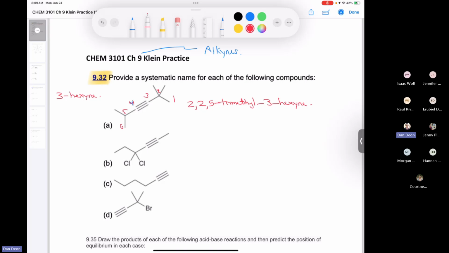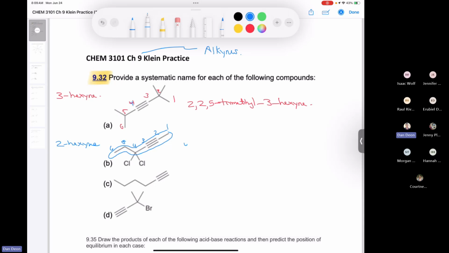Okay, the next one. So now that we have the rule down, we can go a little faster on the next one because we see the longest carbon chain has a total of 6 carbons in it as well, but we want to give the triple bond the lowest possible number. So we're going to say 1, 2, 3, 4, 5, 6. And so we've only got 2 substituents, right? It's some kind of 2-hexyne in this case. It's a 2-hexyne. And so we're going to say we've got a 4,4-dichloro.